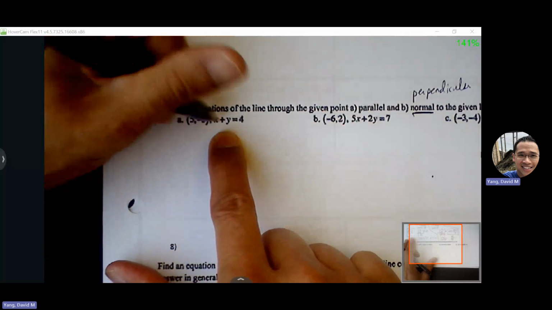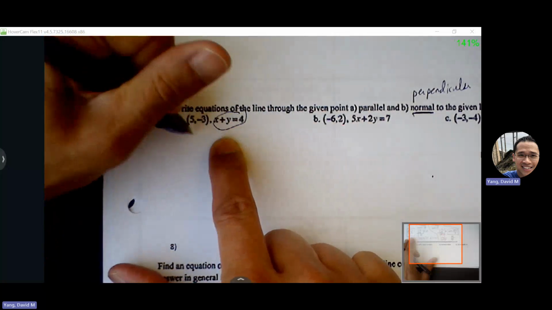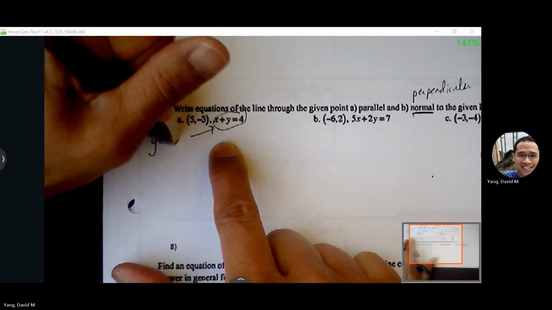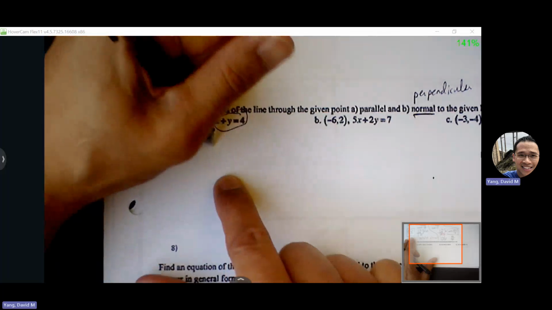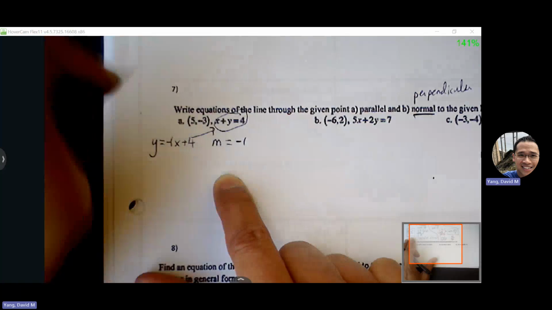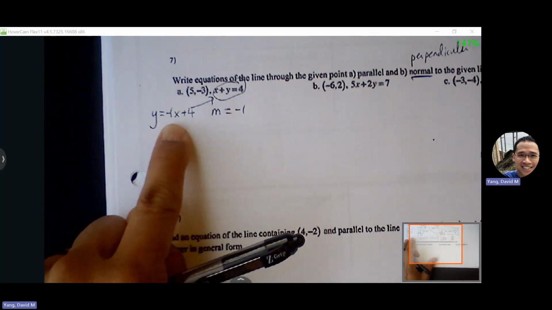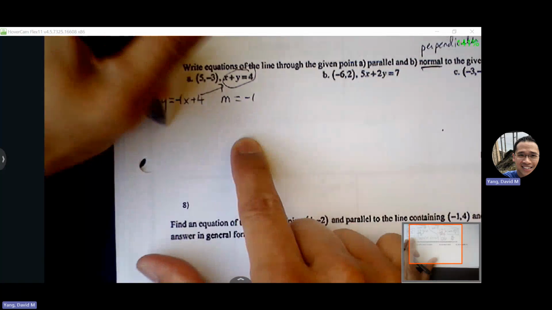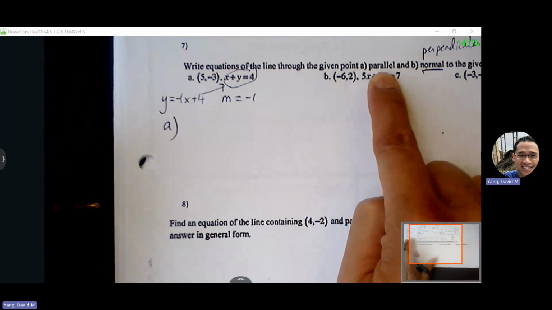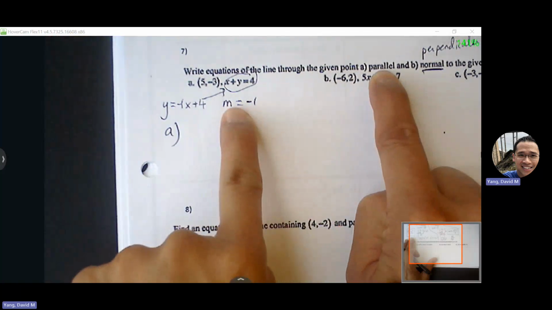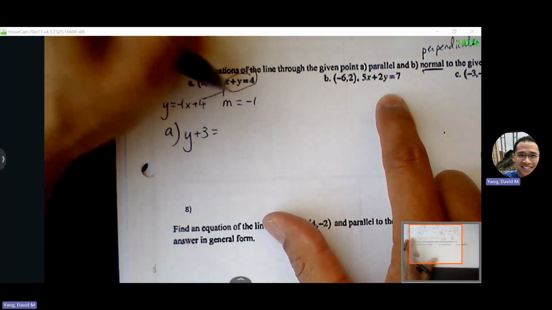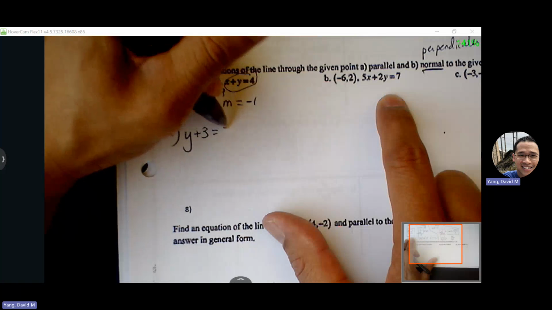So here, the only thing we care about from this x plus y equals 4 is to figure out what the slope is. So I'm going to solve for y. So the slope is just -1, right? It's always the coefficient in front of your variable x, that's your slope. So then part A, we want to find a line that is parallel. Parallel just means use the same slope as the one that you found. So we take our slope, we take our point, and we do point slope form.